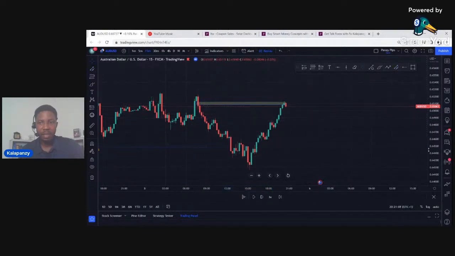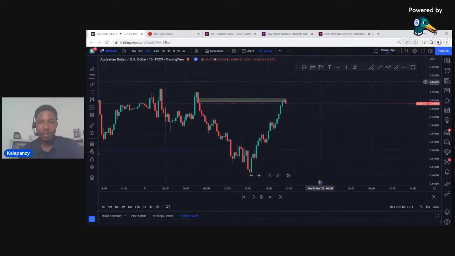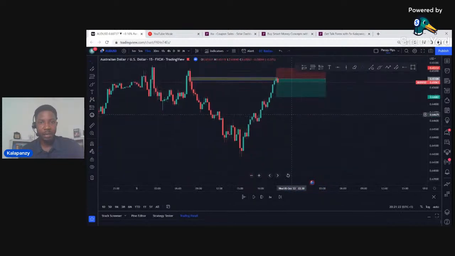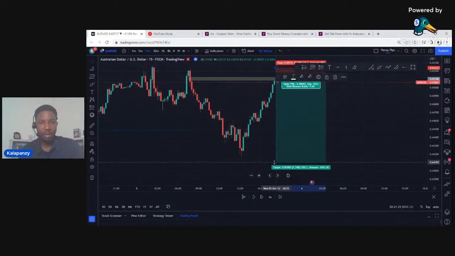That could have been a possible entry. If I was to enter off 50% of that imbalance, that would have been an entry here. Stop loss just above this high here. And then I want to take profit all the way down here. Give me a beautiful 1-to-7 risk reward ratio. Let's see what happens with that trade.